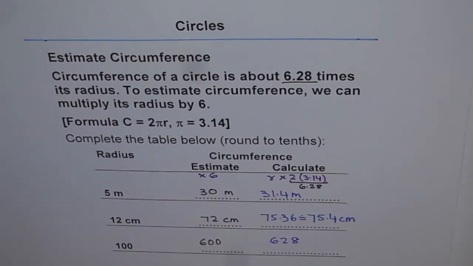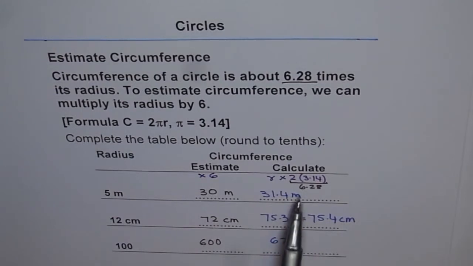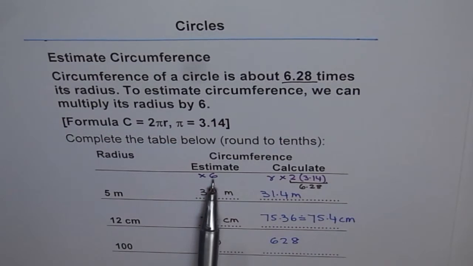Now check your estimate and calculated value. You'll realize that you are very close. Do you see 30 and 31.4, 72 and 75.4, 600 and 628, right? If it is easy to multiply by 6.28, like in this case, you can estimate 628 here also, correct? But in general, it's good enough to multiply by 6 and then estimate circumference.